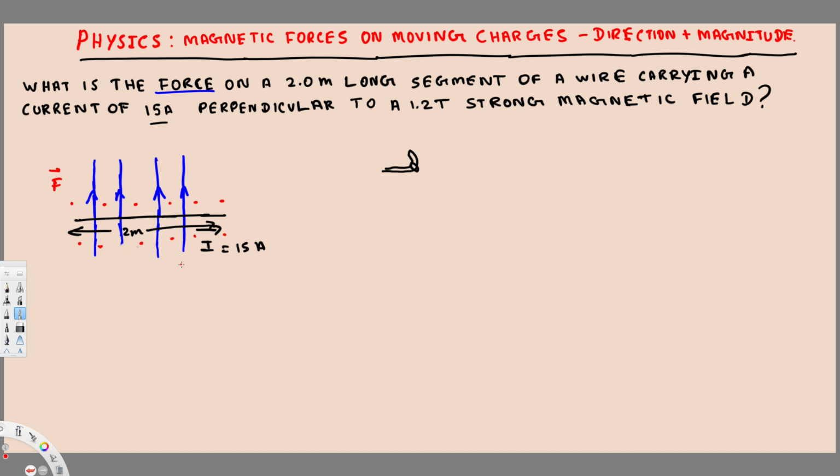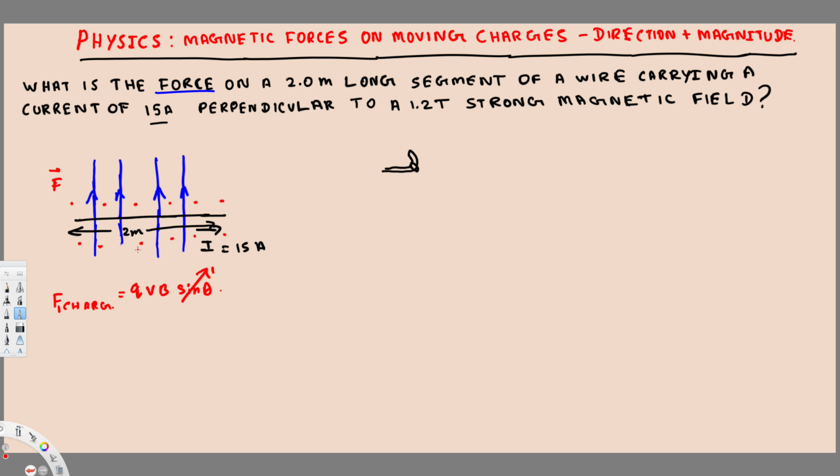Now the question is asking to find the force. For force on one charge, we use this equation, that is QVB sine theta. If you notice, the direction of the particle and the force is perpendicular to each other, so sine theta is going to be 1 because it's 90 degrees. So we can cancel this and write QVB. This equation is for one charge.